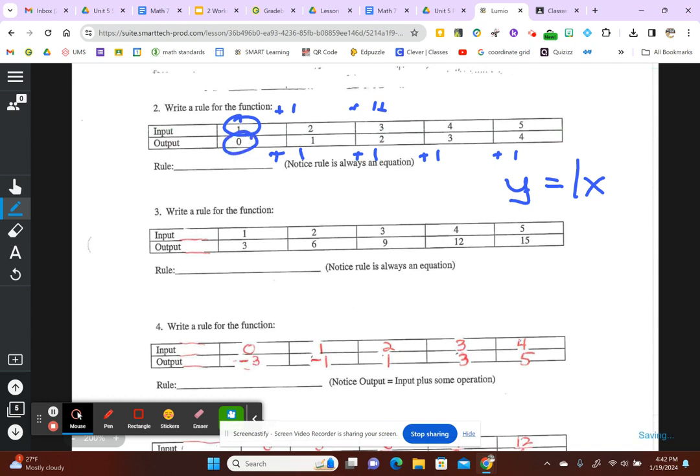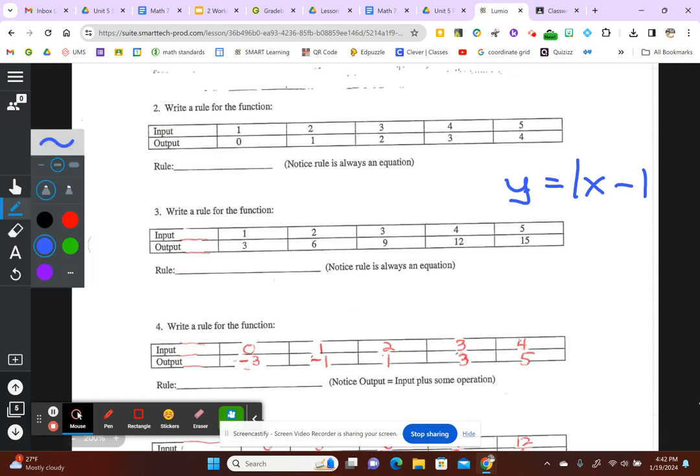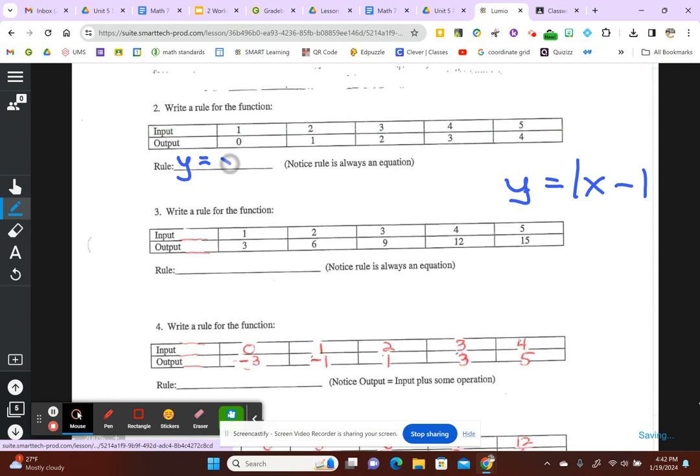So what do I have to do to a 1 to turn it into a 0? I have to subtract 1. So I think my rule is y equals x minus 1, but I'm going to test it. So 2 minus 1 is 1. 3 minus 1 is 2. 4 minus 1 is 3. 5 minus 1. So that is my rule, and it worked.